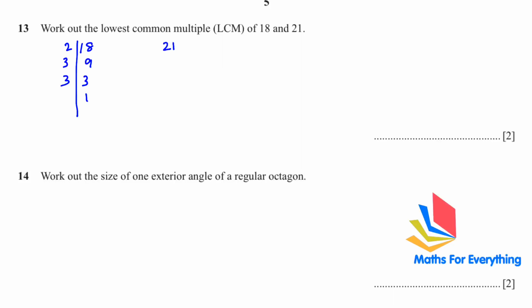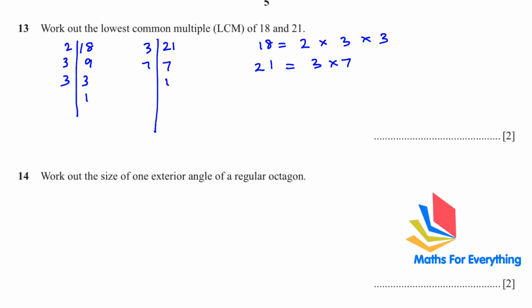Now we are going to divide 21. 21 divided by 3, 7. And 7 divided by 7, 1. After this, write down in a straight line 18 is equal to 2 times 3 times 3. And 21 is equal to 3 times 7.